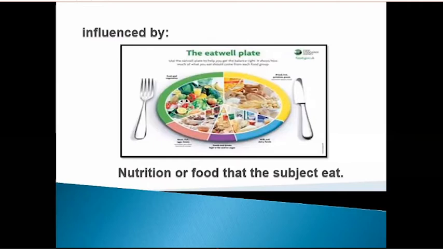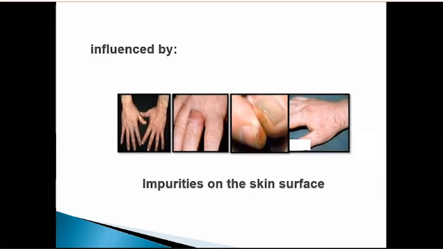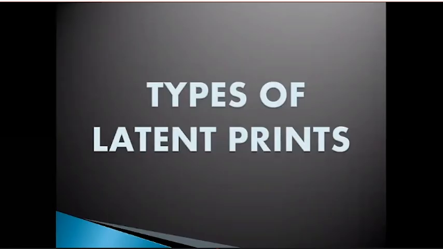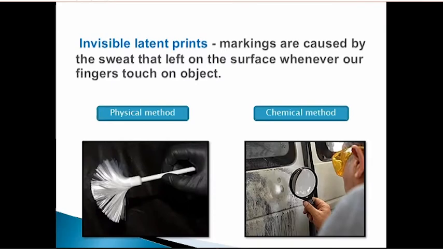Sabi nga natin kanina, yung kinakain natin, inilalabas yan sa pawis. Yung mga toxic na kinakain natin, inilalabas yan sa pawis. And influenced by the impurities of the skin surface. Kaya lahat ng mahawakan, lahat ng smooth surface na mahawakan, nag-iwan siya ng prints. We have the types of latent prints. First is the invisible latent prints. When we say invisible latent prints, are those markings caused by the sweat that left on the surface whenever our finger touch an object.